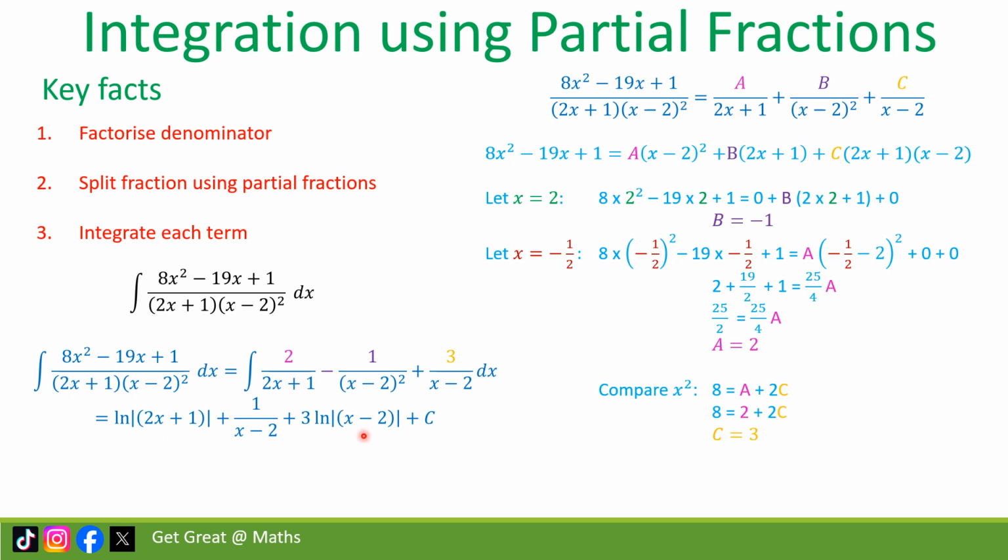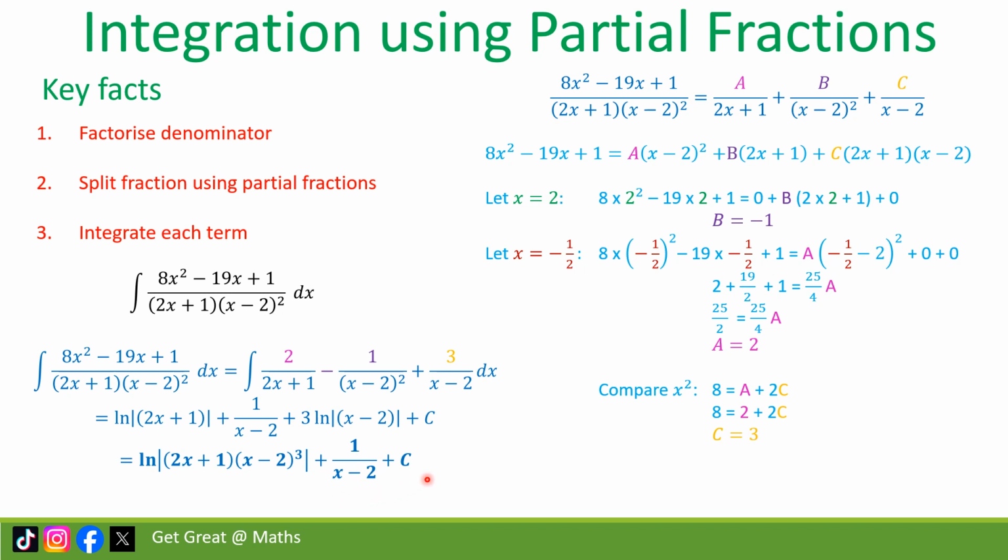From here, I can combine these two ln terms. So I can write this term here as the 3 as a power, so this becomes ln of (x minus 2) all cubed. So this power can come in here. Then using the rules of logs, if ln a plus ln b is ln of a times b, so these two terms can multiply together, plus the 1 over x minus 2 plus c.